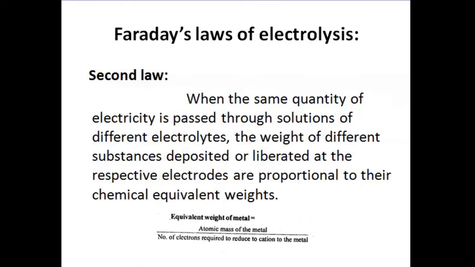And the second law of Faraday is when the same quantity of electricity is passed through solutions of different electrolytes, the weights of different substances deposited or liberated at the respective electrodes are directly proportional to their chemical equivalent weight. So when we say equivalent weight of the metal, it will be equal to atomic mass of the metal divided by the number of electrons required to reduce the cation to the metal.